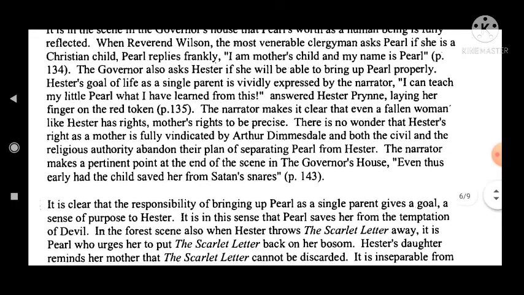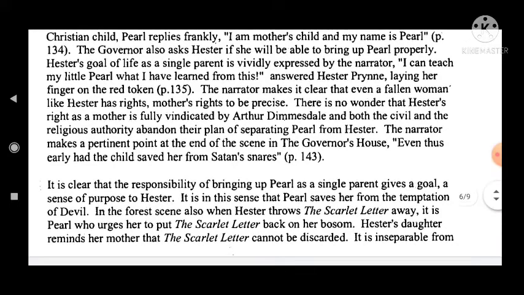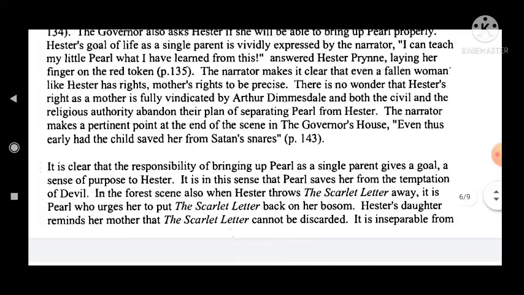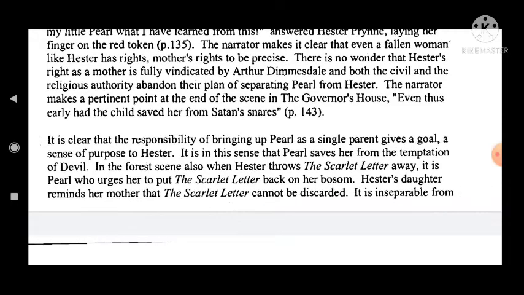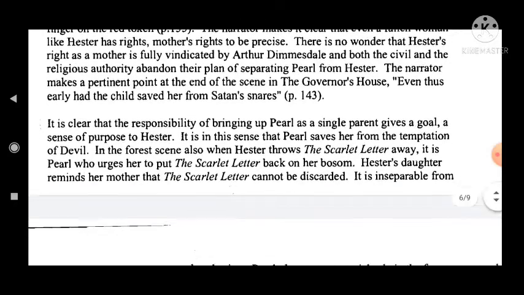The governor also asks Hester if she will be able to bring up Pearl properly. Hester's goal of life as a single parent is vividly expressed by the narrator. "I can teach my little Pearl what I have learned from this," answered Hester, laying her finger on the red token. The narrator makes it clear that even a fallen woman like Hester has rights, mother's rights to be precise. There is no wonder that Hester's right as a mother is fully vindicated by Arthur Dimmesdale, and both the civil and the religious authority abandon their plan of separating Pearl from Hester.